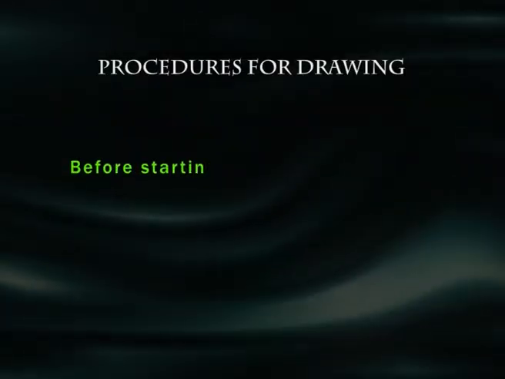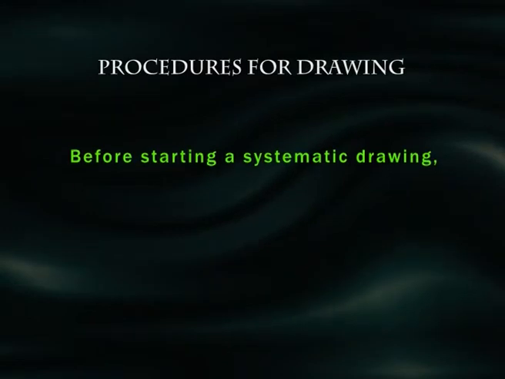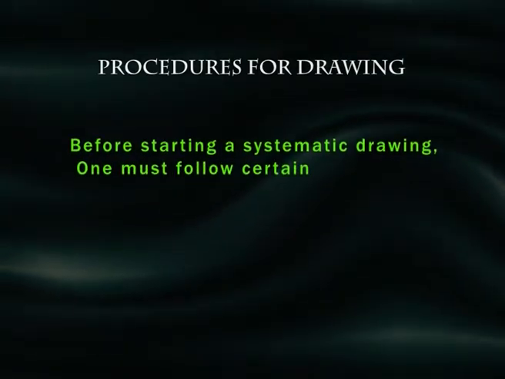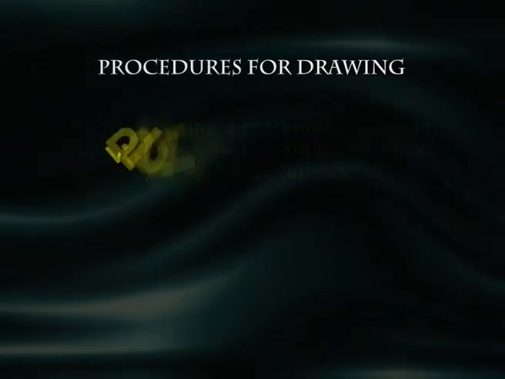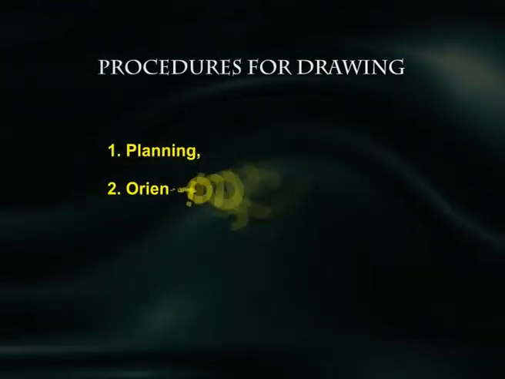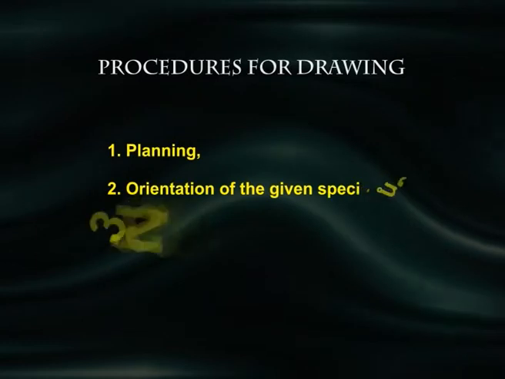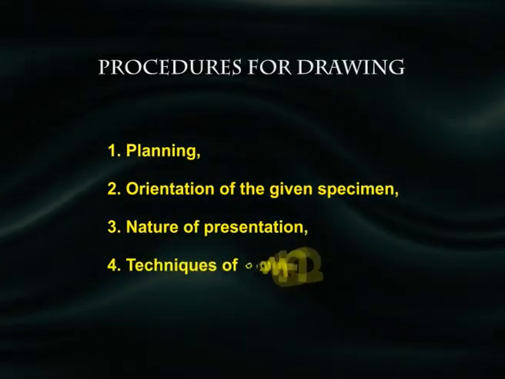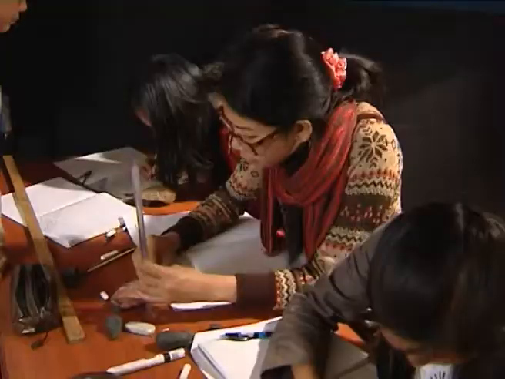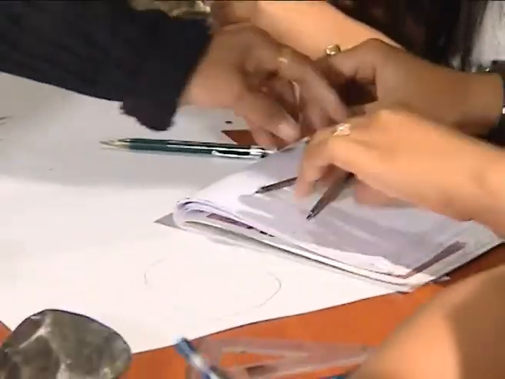Before starting a systematic drawing, one must follow certain procedures. They are as follows. Number 1, planning. Number 2, orientation of the given specimen. Number 3, the nature of presentation. And lastly, the techniques of drawing. While planning for drawing, the students should keep in mind the following points. Number 1, what to draw. And number 2, how to draw.